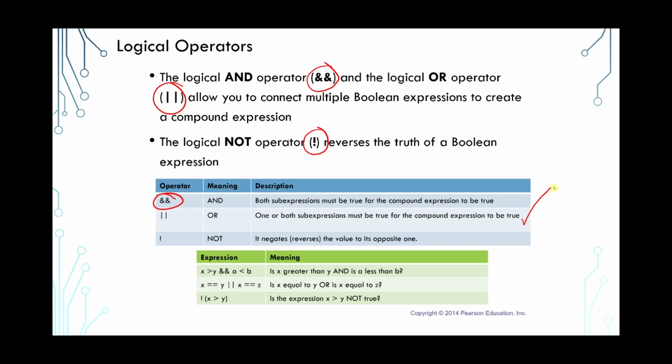So here's a sub-expression that says, is x greater than y? And here's another one: is a less than b? Now, if you want both of them to be true for something to happen, then you need to use the and, like this. If you need either of them to be true for something to happen, then you use the or. And if you want the not of something, the negation of something, then you use the exclamation point before that expression.